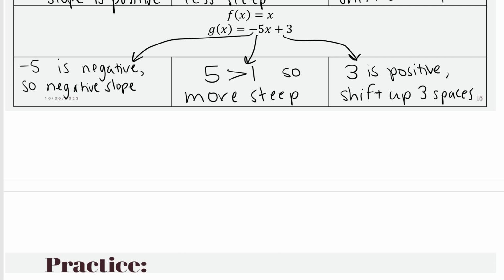So the answer is -5 is negative, so it has negative slope. 5 is greater than 1, so it's more steep. 3 is positive, so the graph shifts up 3 spaces.